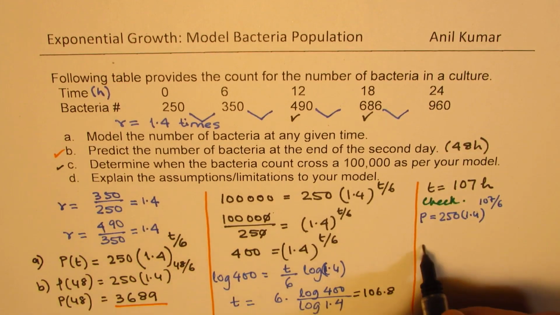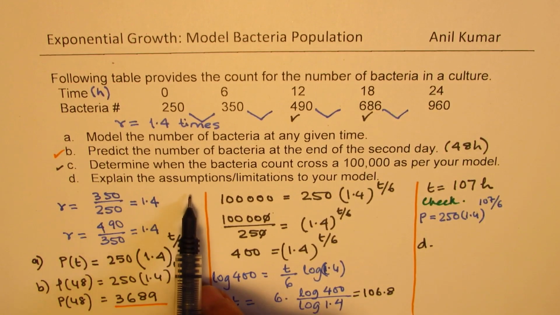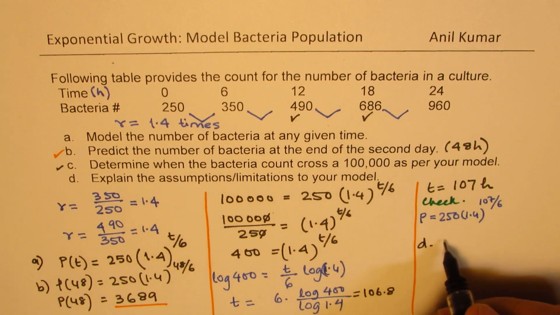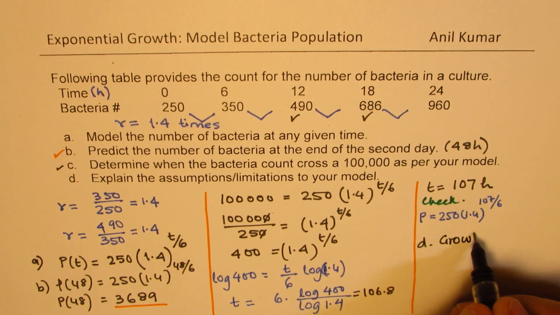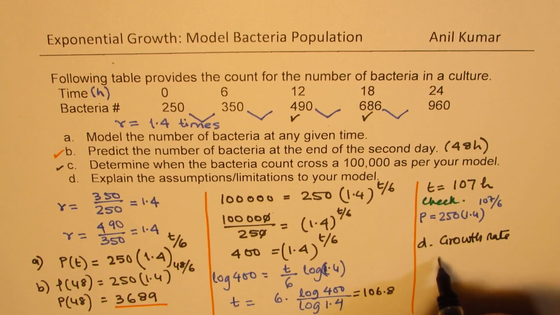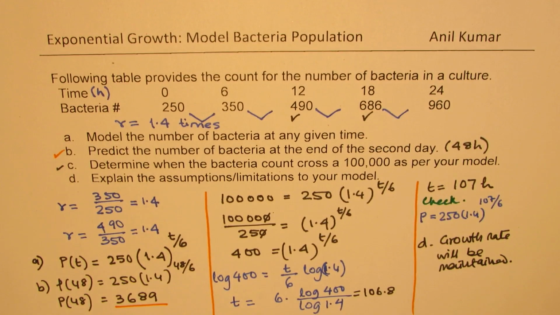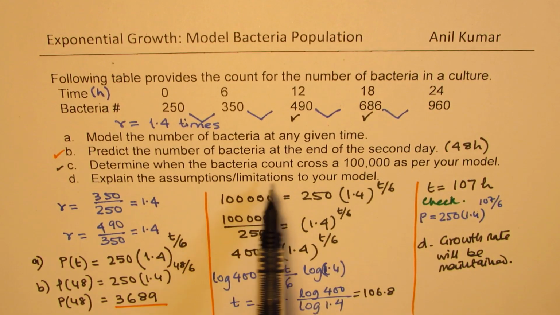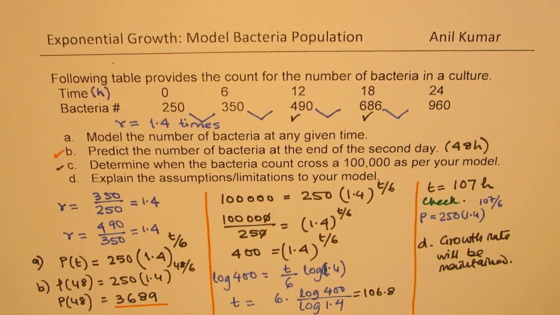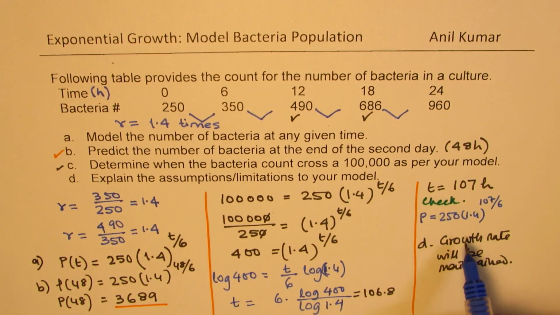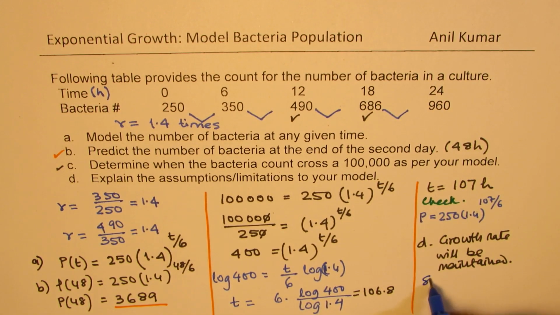Now part D here is: explain the assumptions or limitations of your model. So we have assumed that this growth rate will be maintained. On the other hand, we are very sure that is a limitation, since it will actually not be maintained, right? Because of scarcity of food. As the population of these bacteria increases, they will not be able to sustain, right?